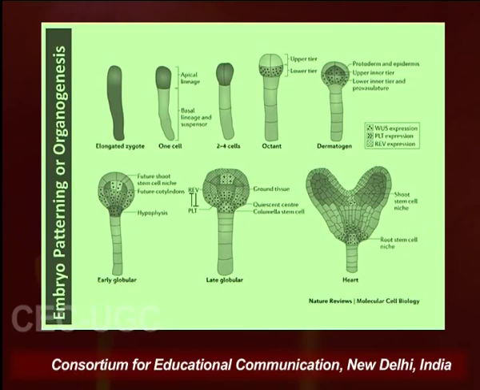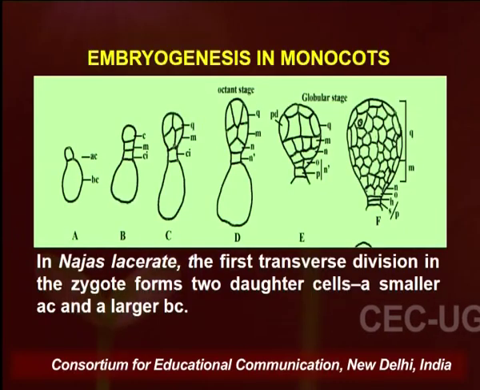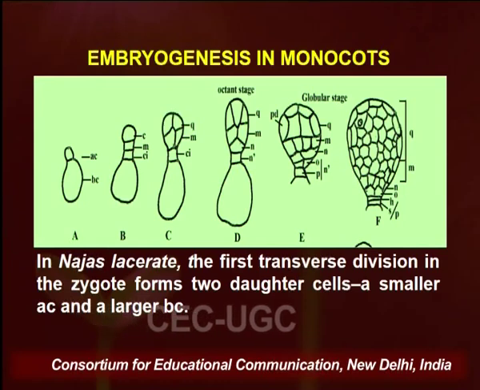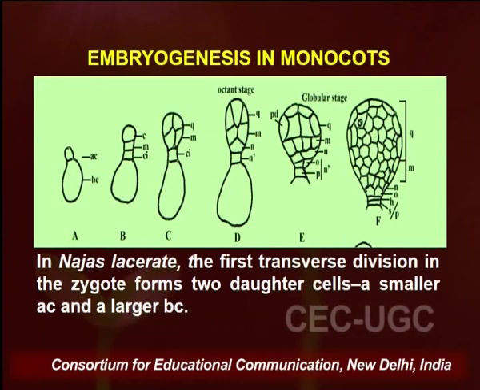And of course, as the number of cells increases, this embryo moves from a 16 celled to maybe 32 celled structure, and from a globular to a heart shaped or a torpedo staged embryo. Embryogenesis in monocots is slightly different from what we observe in dicots. Naias lacerata is a monocot.